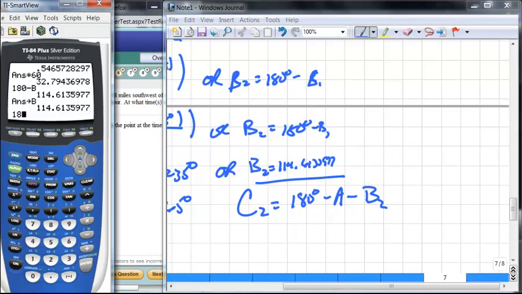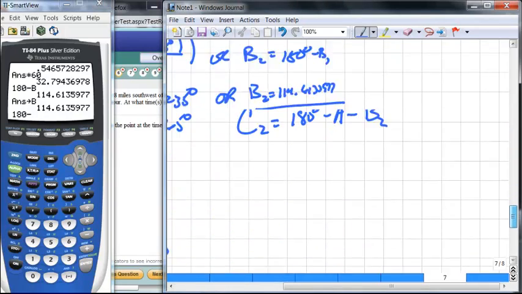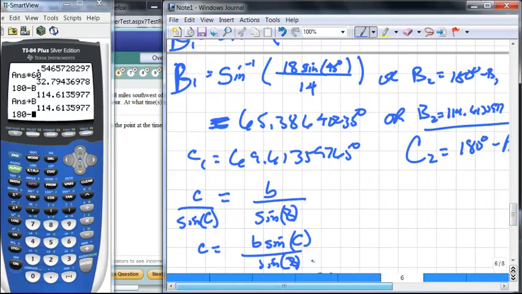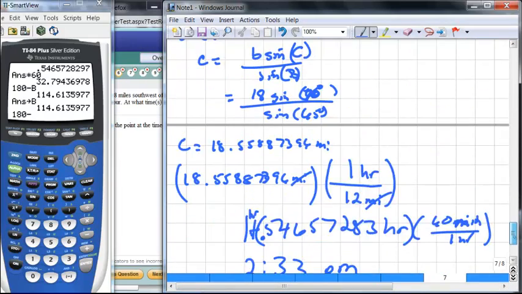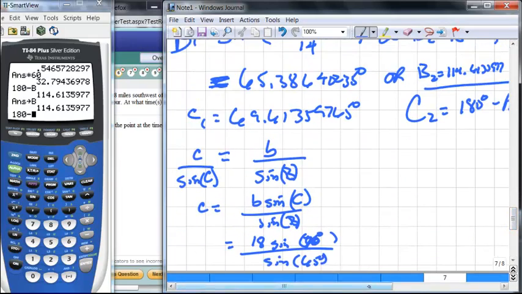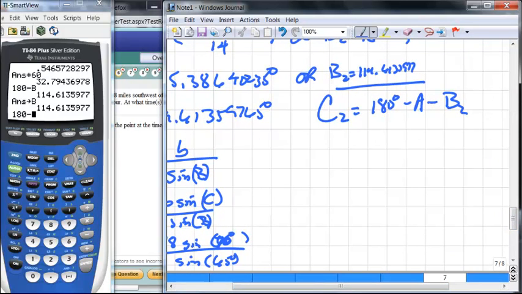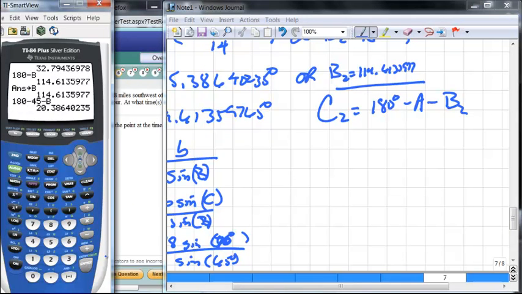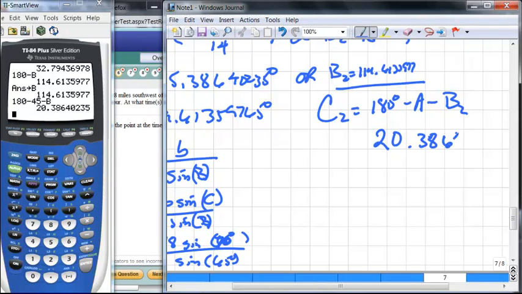So 180 minus A. What was A? Oh, A was 45 degrees in this one, right? Yep, A is 45. Okay, so 180 minus 45 minus what we just stored as B, and we get 20 point something degrees for C. Let me store that as my new value for C.